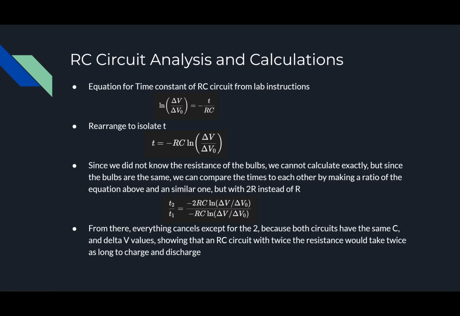We use the equation for the time constant of RC circuits, which is in the lab instructions and is derived from solving the differential equation. Rearrange it to isolate T, and since we don't know the resistance of the bulbs, we cannot calculate the time constant exactly, but we can see that the time for two light bulbs, which has double the resistance, will be twice as long as the time for one.